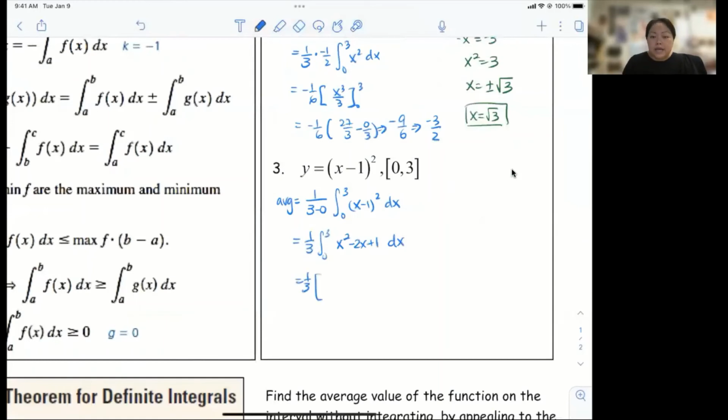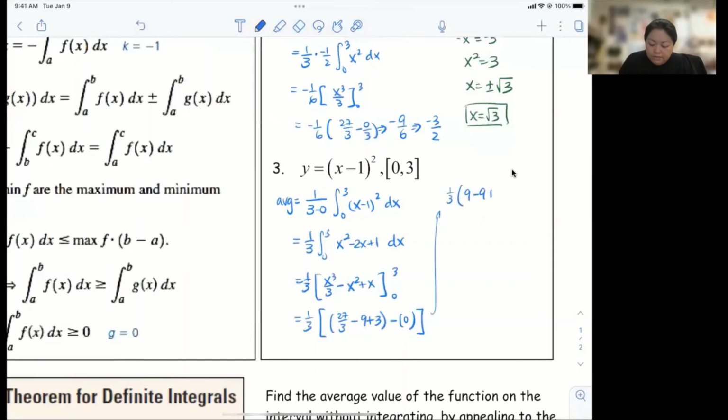Go ahead and now take the antiderivative. You get x cubed over 3 minus x squared plus x, evaluated 0 to 3. Keeping the 1/3 outside, again, it's much easier to work out this way. I get 27 over 3 minus 9 plus 3 minus 0. You plug in 0 to polynomial functions, you're going to get 0 all the way, right? So you get 1/3 of 9 minus 9 plus 3, and you get 0 plus 3, which is 3. So 1/3 of 3 is 1.